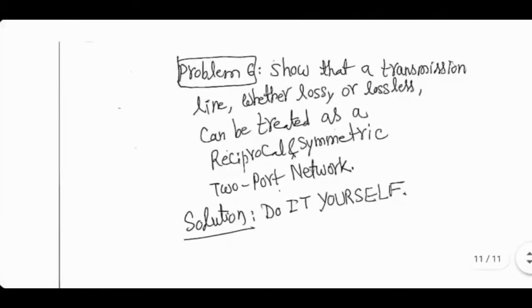Then the last thing is show that a transmission line, whether lossy or lossless, can be treated as a reciprocal and symmetric two-port network. This can be done in several ways. Either you use ABCD parameters or Z parameters or Y parameters. If in doubt, you always try ABCD parameters. I've told you in the past that for a network to be reciprocal, AD minus BC should be equal to 1. So check it out. For both lossless and lossy lines, it should be true. And symmetricity means A equal to D, which is also true.